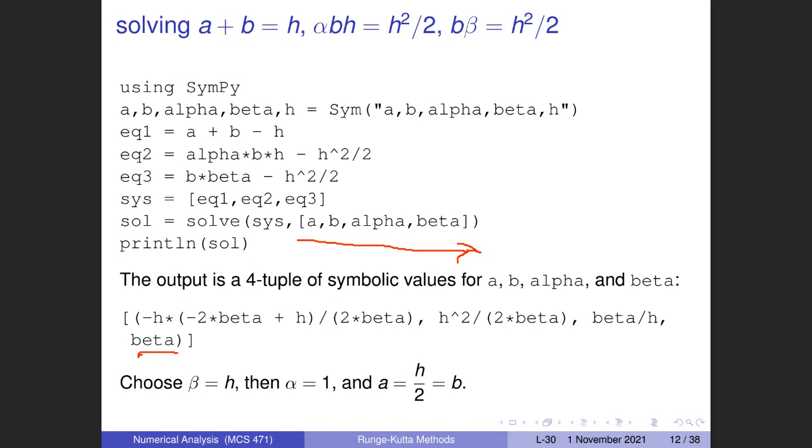But okay, so let's make a choice. So we will choose, and here this is with hindsight, we want to derive the modified Euler method again. When we choose beta to be h, that's very nice because then alpha becomes 1. So not a complicated expression, that solution. And then the a and the b are also h over 2.